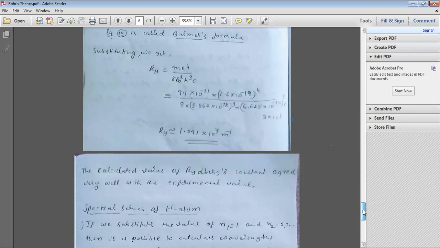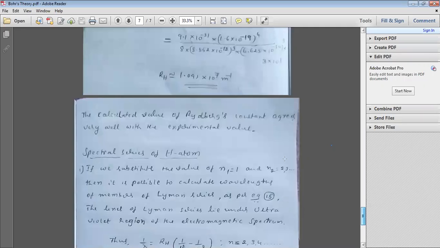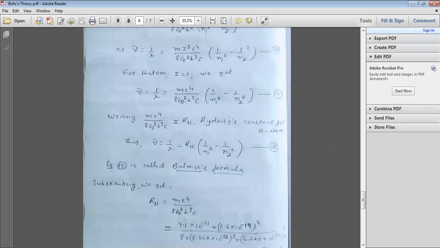Okay, now using this expression 15, please remember this expression 15. nu bar is equal to 1 by lambda is equal to RH into 1 by n1 square minus 1 by n2 square. I can keep on changing the values of n1 and n2. I will tell only one or two, and I hope you will understand the rest. Or at least you tell me.